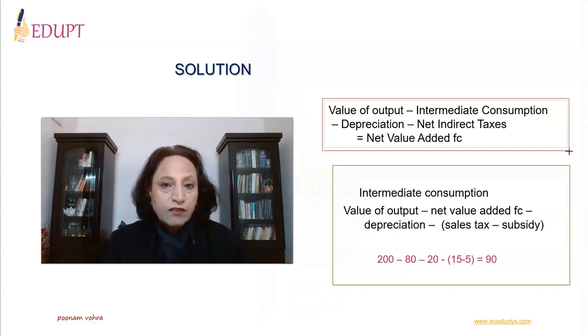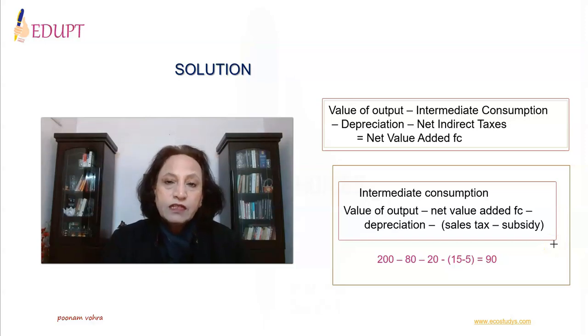So the equation then becomes intermediate consumption is equal to value of output minus net value added at factor cost minus depreciation minus net indirect taxes, which is sales tax minus subsidy in this case. So we shall substitute the numerical values as given. So we get 200 minus 80 minus 20 minus 15 minus 5. So by solving, we get intermediate consumption as 90.